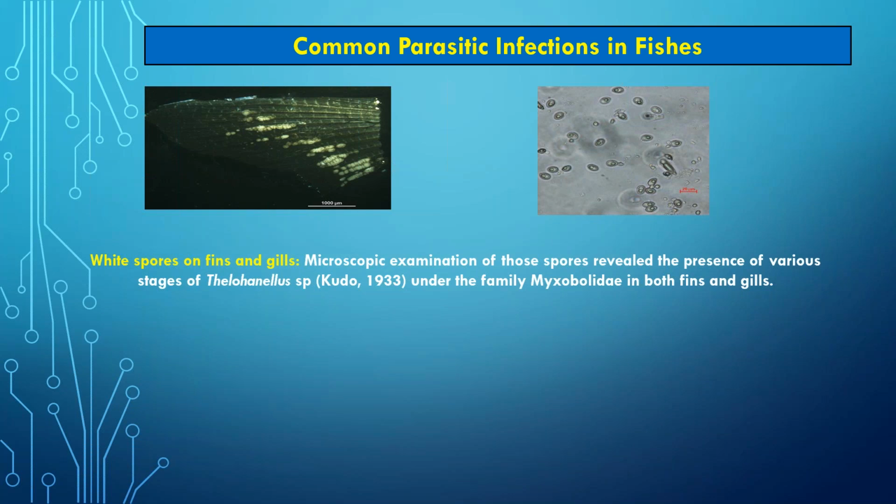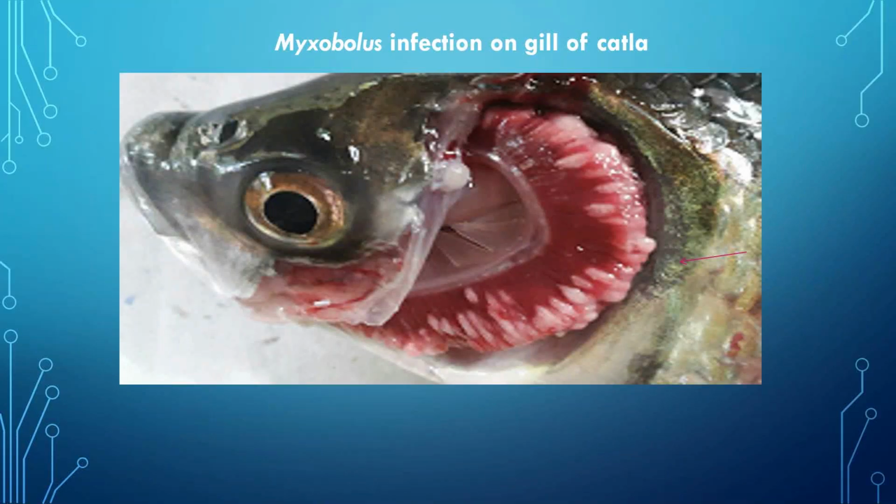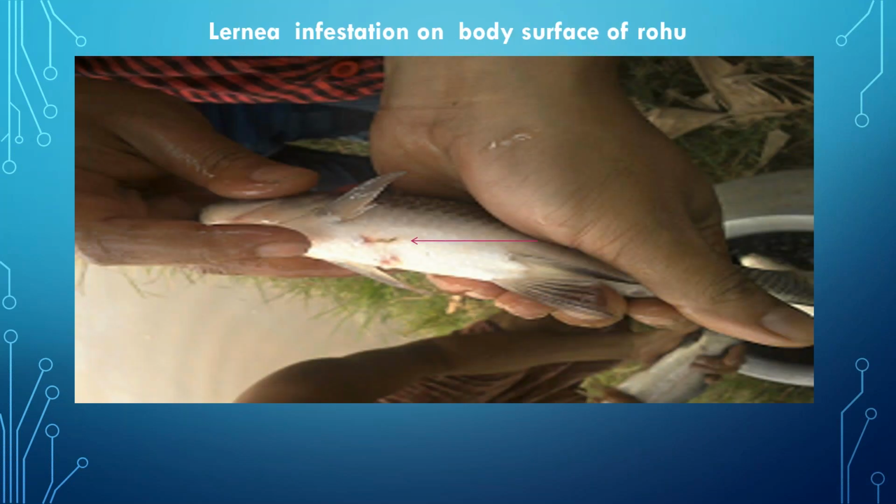The first picture shows a Myxobolus infection in the gills of Katla. See, the nodules are very large, and these are very easily observed with naked eyes. The fish mainly dies of respiratory or breathing problems as the gills get clogged. The blood circulation is ruptured due to the presence of those nodules.